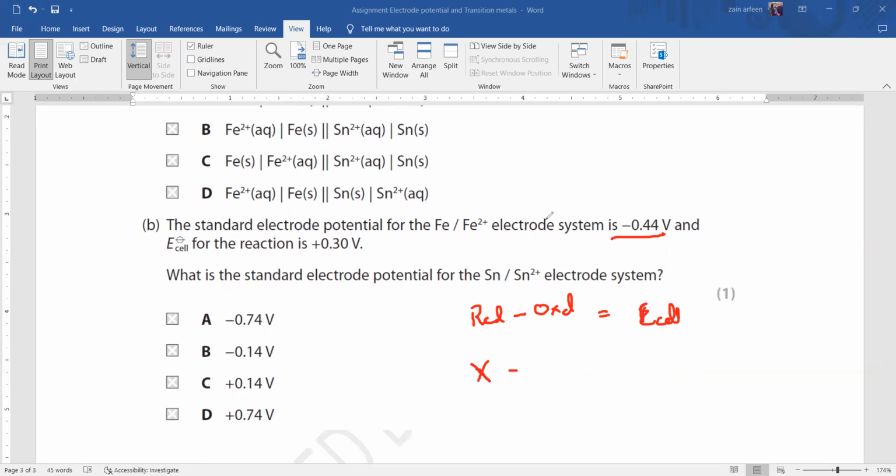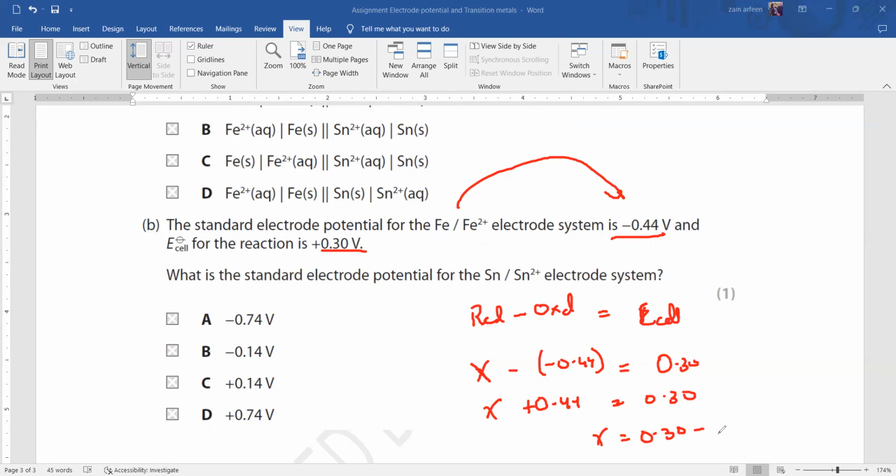So this is the electrode potential of iron, which is given as minus 0.44. And the voltage of the cell reaction is 0.30. When we simplify, x minus minus 0.44, the minus minus becomes plus, is equal to 0.30. And since it is positive, it will move to the other side, so it will be negative. So x is equal to 0.30 minus 0.44. When we simplify, that will be minus 0.14 volt. So the electrode potential will be equal to minus 0.14. That's why B will be the right answer.